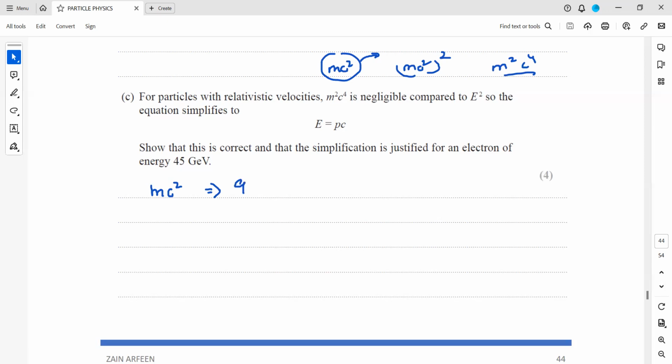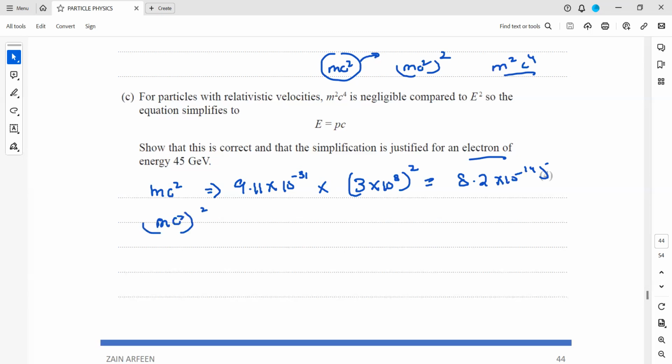What is m? M is the mass, here for the electron. So we take the mass of the electron. It's a constant value. You can check the constants. It's 9.11 times 10 to the power minus 31. And relativistic speed means it is moving close to the speed of light, so it is 10 to the power 8, squared. When we simplify, it will give us 8.2 times 10 to the power minus 14 joules. Then the value for (mc square) whole square, meaning m square c raised to power 4, is simply 8.2 times 10 to the power minus 14, squared.